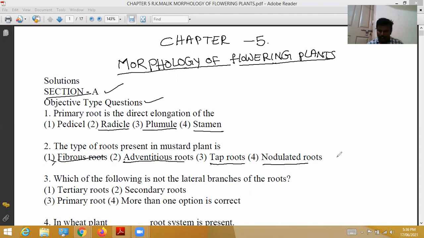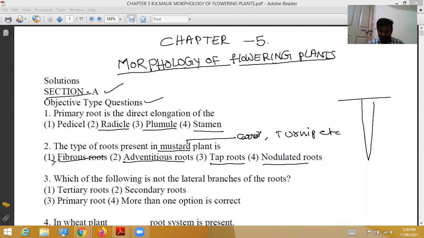Nodulated roots are present in leguminous plants, but they have asked about the mustard plant. In the mustard plant, what type of root system is present? A tap root system. The tap root system has the primary root and its branches, which are the tap roots. It is common in dicot plants, not only mustard but also carrot and turnip. In such plants, the tap root system is commonly present. So for the second question, the correct option is the third option.